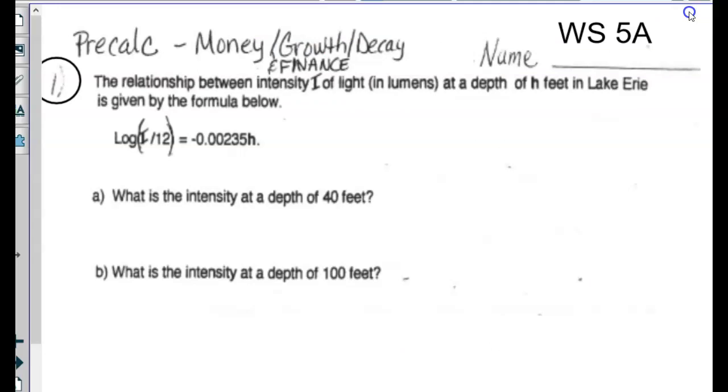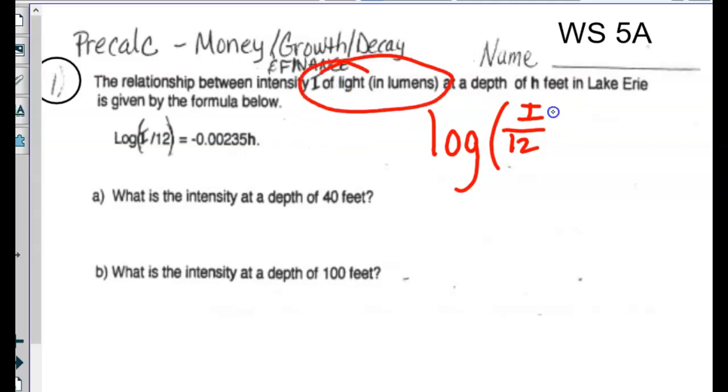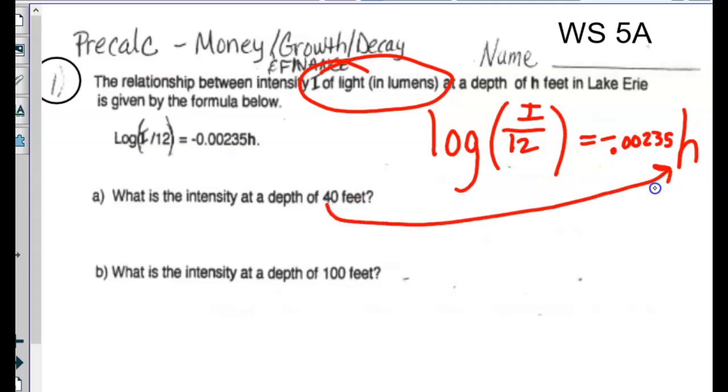The only other one that's a little weird, this isn't, it's just the way it's set up. Number 1 says the relationship between the intensity of light in lumens at a depth of h feet in Lake Erie is given by this. So it's the log of the intensity divided by 12, and remember, the I is the lumens. And it equals negative 0.00235 times h, which is the depth. So this one, you're putting a 40 in here. Oh, we gotta work backwards. But we can do that.